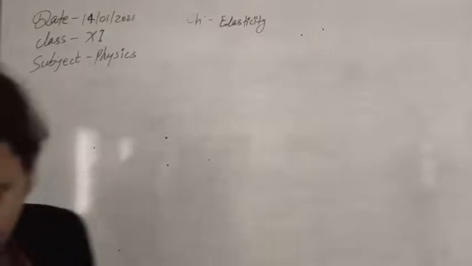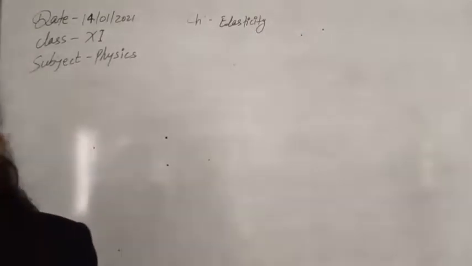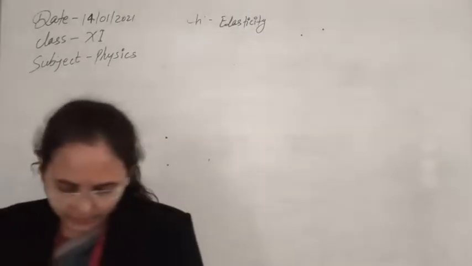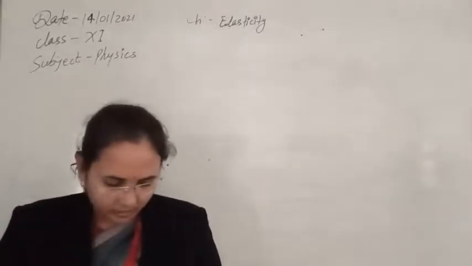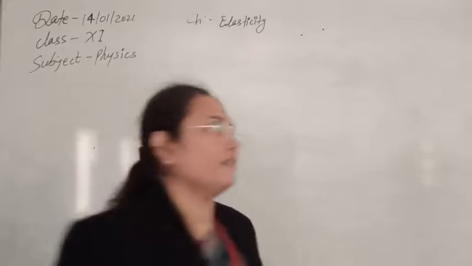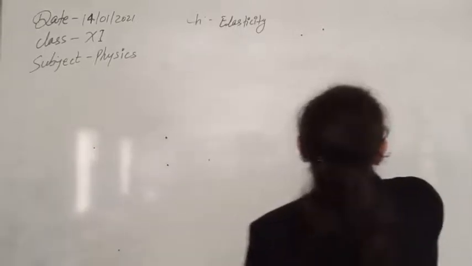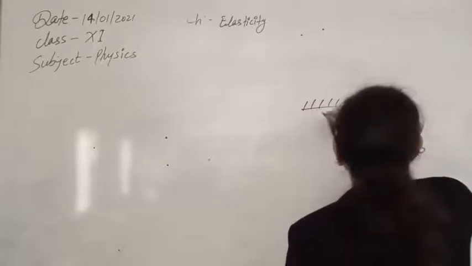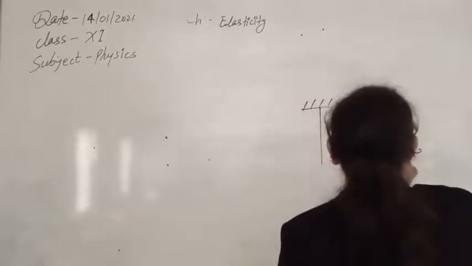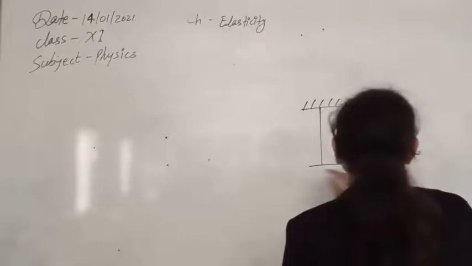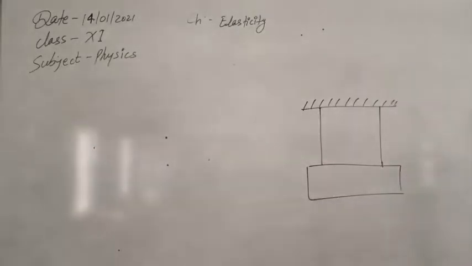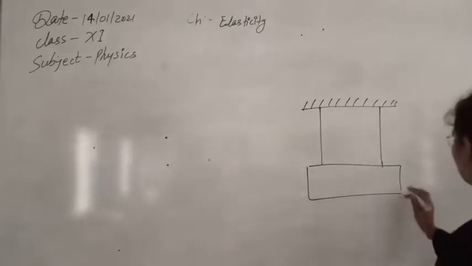Now again, the next question, let's see. Two wires of equal length and cross section are suspended as shown in the figure. So a figure is given to us here. This is a rigid support from where two wires are suspended, and these are connected with the same mass in this way. So this is our figure here.